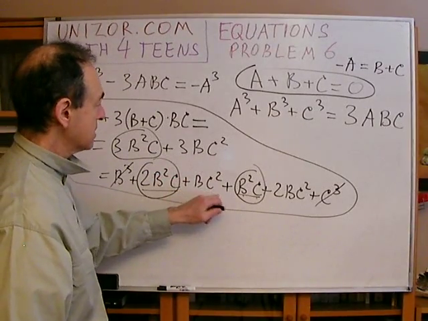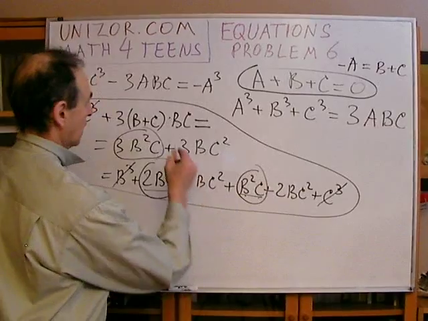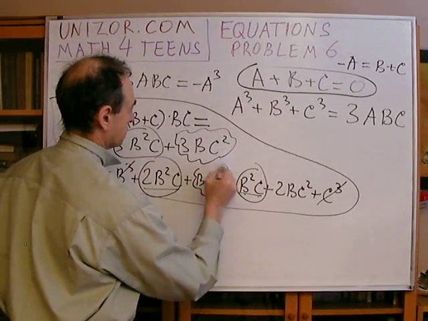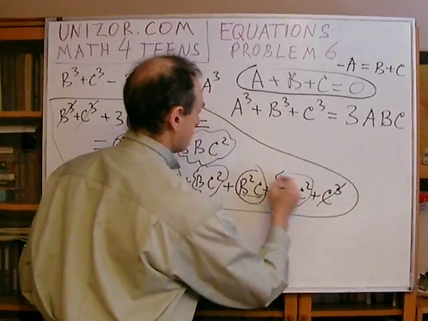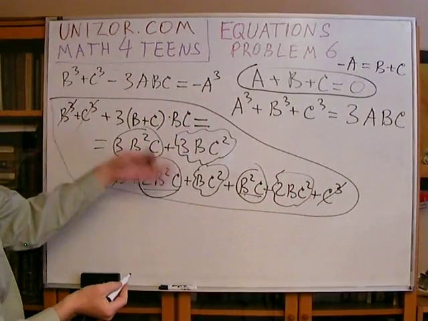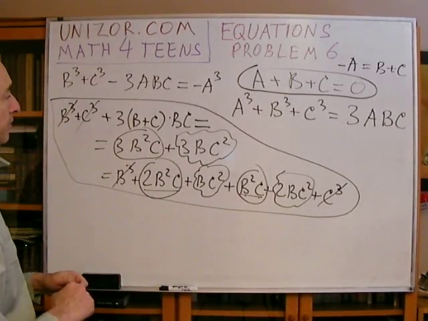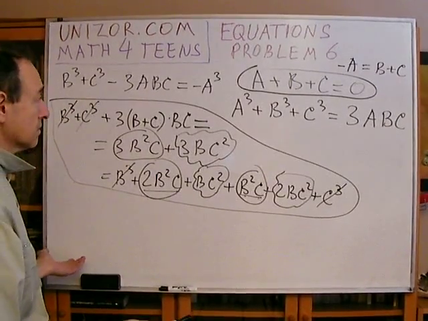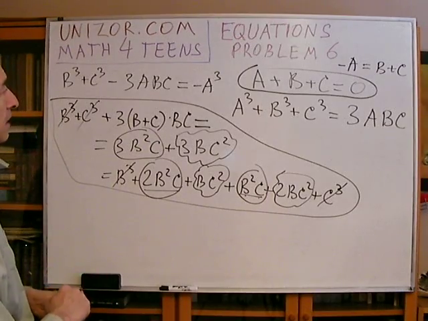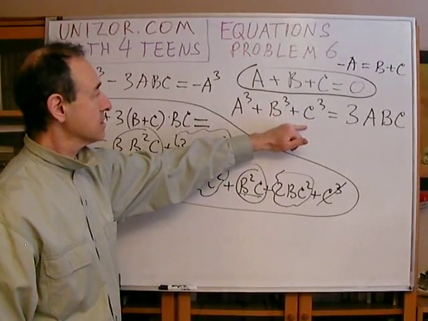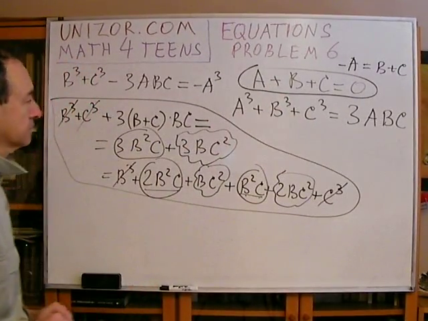And here I have bc squared plus 2bc squared. Again, these are out. So everything is reducible. You see, all members on the left and all members on the right are equal to each other. So basically, that's it. I have proven that this particular thing is an identity provided this particular condition.